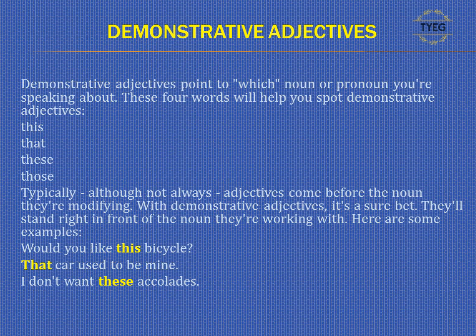Demonstrative adjectives. Demonstrative adjectives point to which noun or pronoun you're speaking about. These 4 words will help you spot demonstrative adjectives: this, that, these, those. Typically, although not always, adjectives come before the noun they're modifying. With demonstrative adjectives, it's a sure bet. They'll stand right in front of the noun they're working with. Here are some examples. Would you like this bicycle? That car used to be mine. I don't want these accolades.